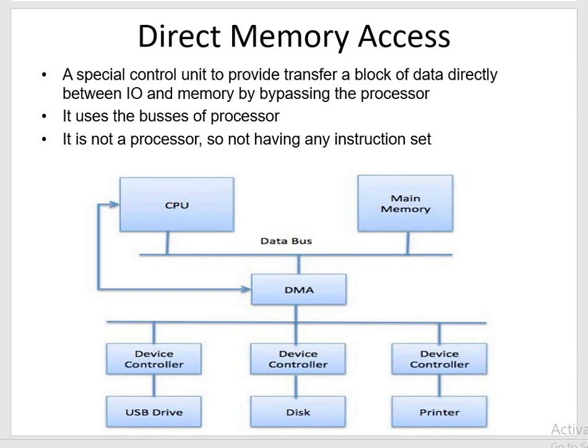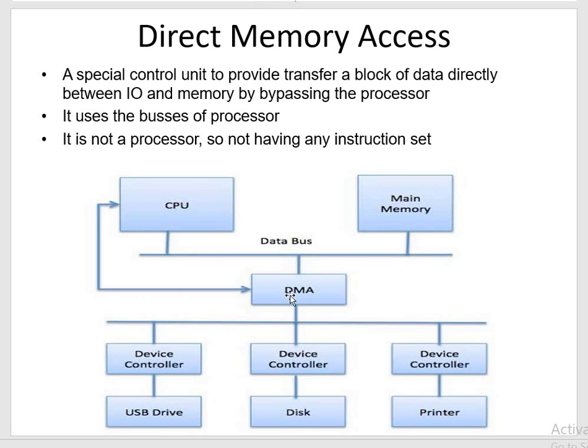DMA is a special control unit which is used to transfer bulk data or a block of data directly between the I/O and memory, and it will bypass the processor as well. It is a control unit, but it is not a processor, because it does not have its own data and address buses. It will use the address and data buses of the CPU to perform specific operations to transfer the bulk or block data between I/O and memory on behalf of the processor.